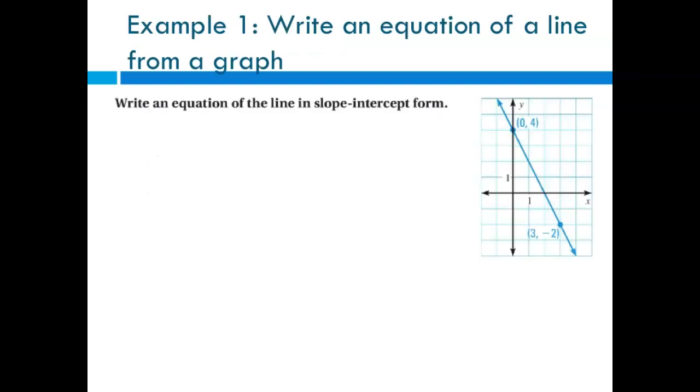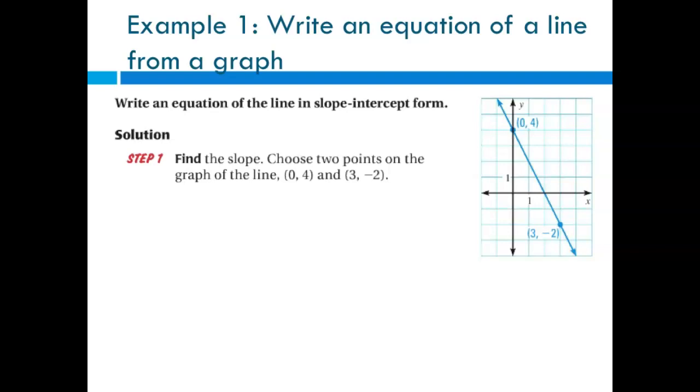So here we have a line given to us, and we can see that it goes through the points (0, 4) and (3, -2). Now to write an equation of the line, we need to know m, the slope, and b, the y-intercept. So first let's start off by finding the slope.